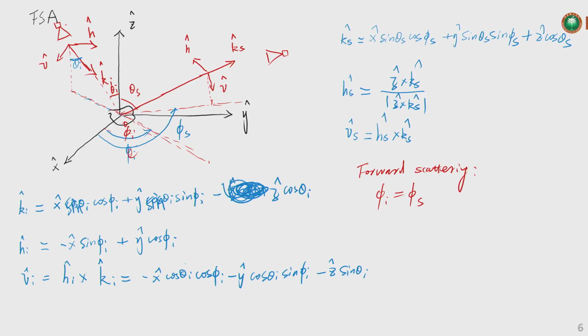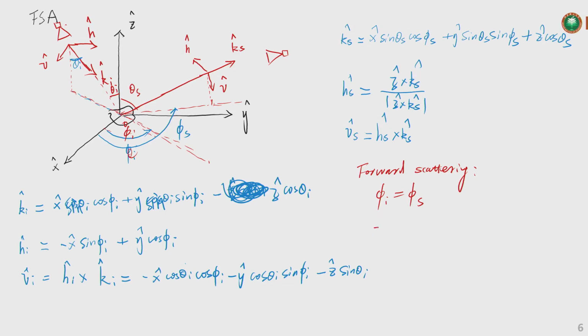Alright, so this is for the forward scattering, and also the x or y plane. Then that means the configuration or the alignment should be simplified here. So now the relationships of the Vs, Vi, and Ks, Ki, and Hs, Hi should be obtained here.